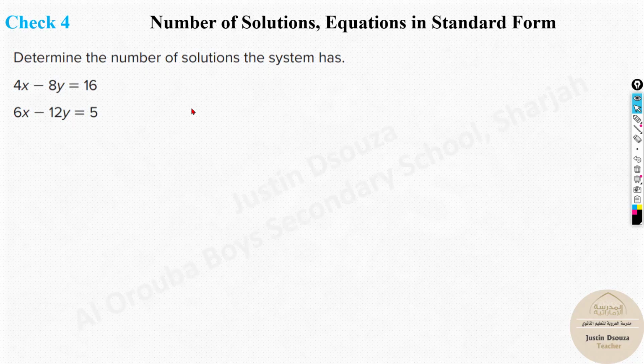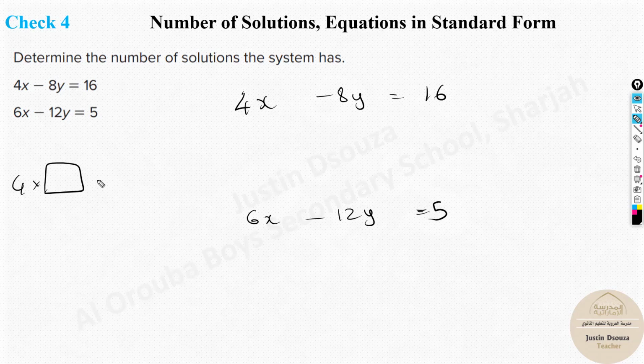How do we solve it? Write them out. Over here, both are in standard form itself, so it's fine: 4x minus 8y is equal to 16, and then 6x minus 12y is equal to 5. Just one step. Get this 4 to become 6. So what do you have to multiply 4 by to become 6? It will be 6 by 4, or this is 3 by 2. That's it. Now I multiply this throughout by 3 by 2.